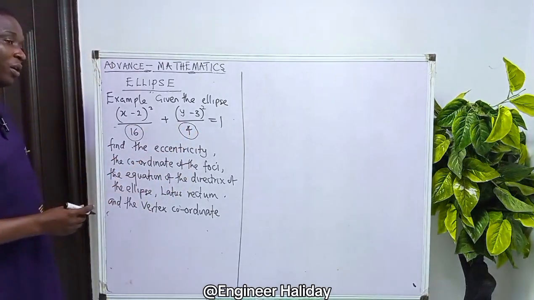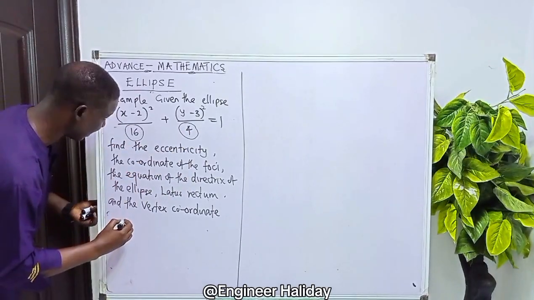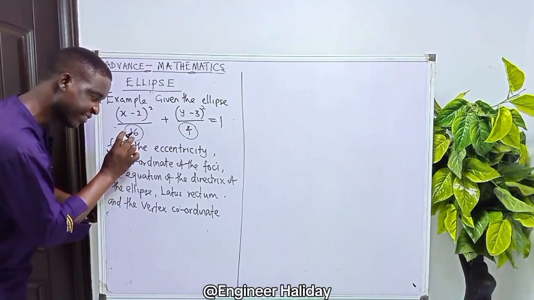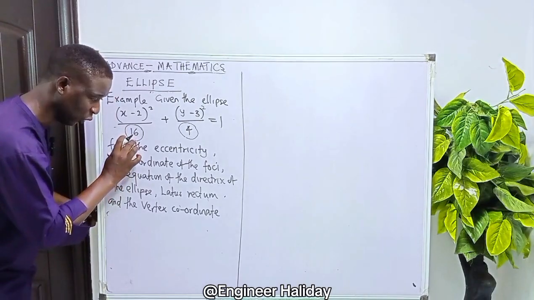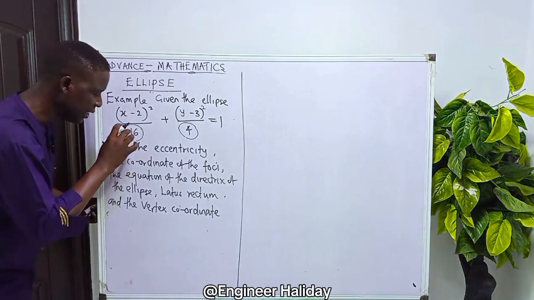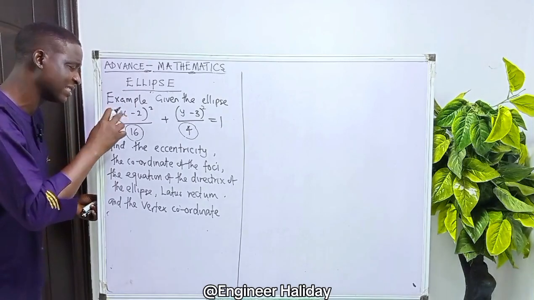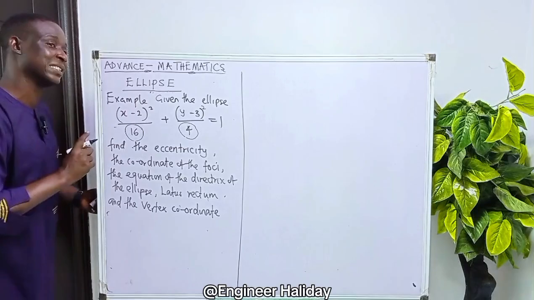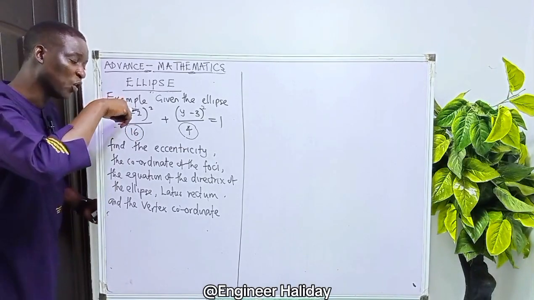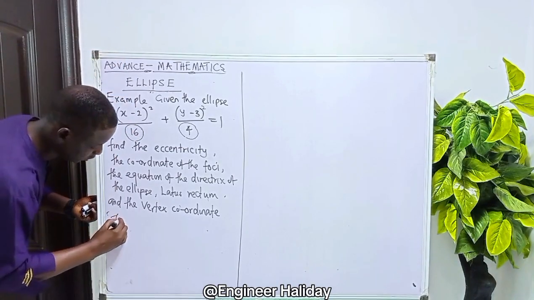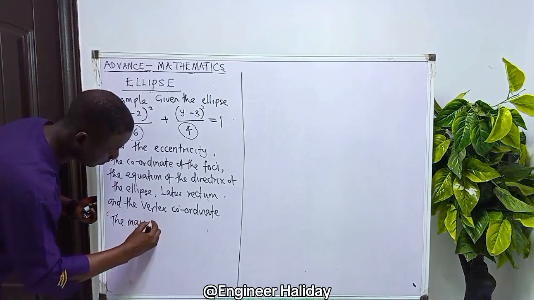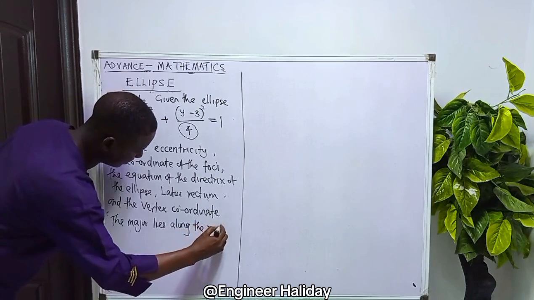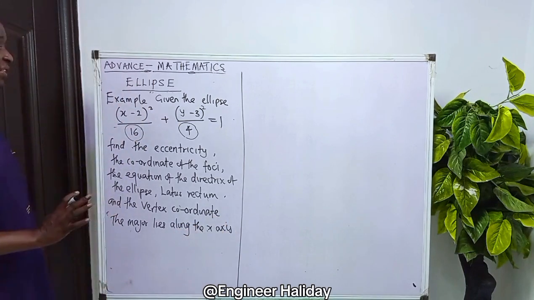Which one should be the major? I told you, let's compare with the standard equation. Which one is higher first? 16 is higher, so 16 should take the major. Is it under which particular axis? It is under the x-axis. So the major lies along the x-axis because the higher denominator is under the x-axis. That is the number one thing you must know.